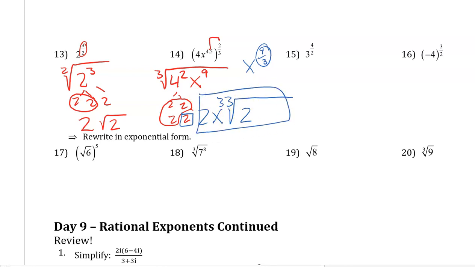Number 15, 3 to the 4 halves. Well, we recognize 4 halves. 4 divided by 2 is 2. So that's really just saying the same thing as 3 squared. We know 3 squared is 9.